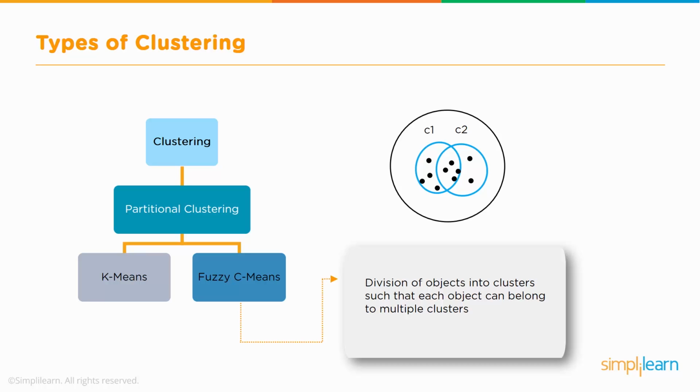And fuzzy c-means is very similar to k-means in the sense that it clubs objects that have similar characteristics together. But while in k-means clustering a single object cannot belong to two different clusters, in c-means objects can belong to more than one cluster. So that is the primary difference between k-means and fuzzy c-means.